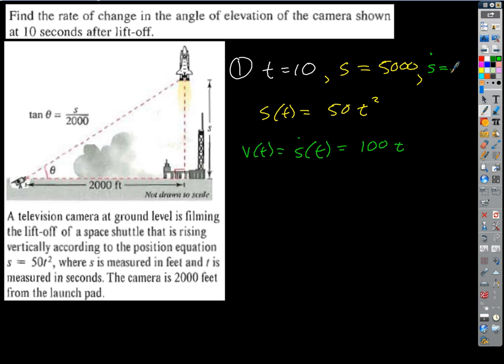No, 1,000, because t is 10, right? And so if we look at that one frame in the movie, 100 times 10 gives me 1,000, and we're looking at feet and seconds, right? Okay, so now we've got this complete list of stuff that's given to us. What are we trying to find?